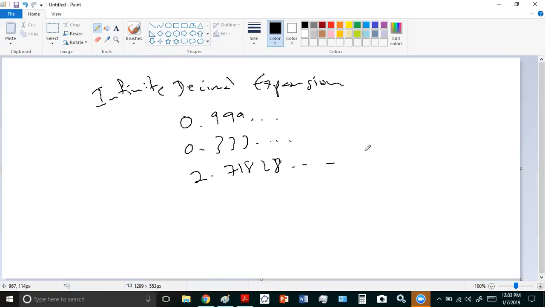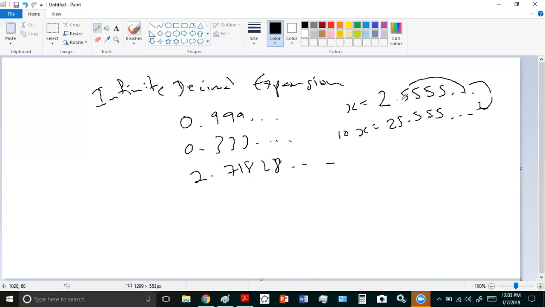So typically in an IB diploma, they'll give you any number, maybe 2.5555 like that, and ask you to convert it to a fraction. And then typically what you do is you multiply it by 10, and you'll have 25.555, and then you subtract this one from this one, and you're able to find the fraction that gives you this pattern. When you do the division, that gives you this pattern.